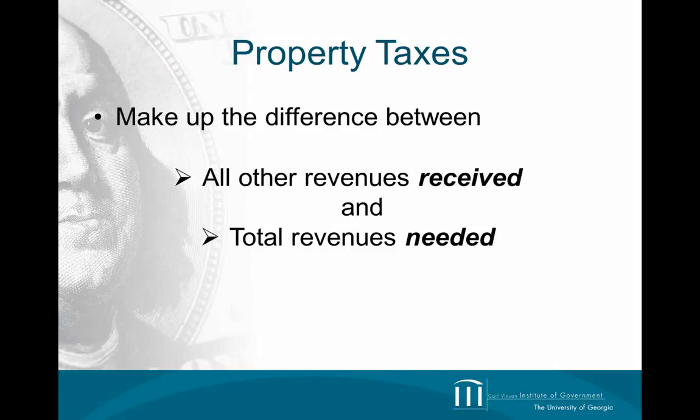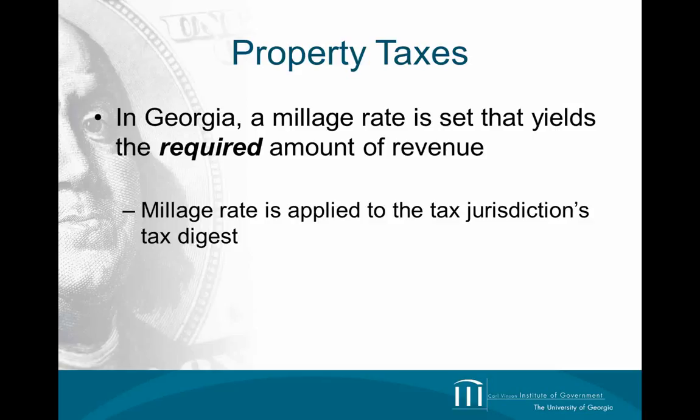Property taxes are levied to make up the difference between all other revenues received and the total revenues needed to fund essential government services. Of course, it should be noted that services are often cut to avoid property tax increases and that other sources of revenue are subject to fluctuation. To generate the needed property tax revenues in Georgia, a millage rate must be set at a level that, when applied to the tax jurisdiction's tax digest, will yield the required amount of revenue.